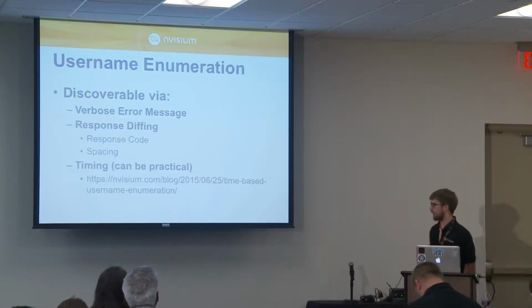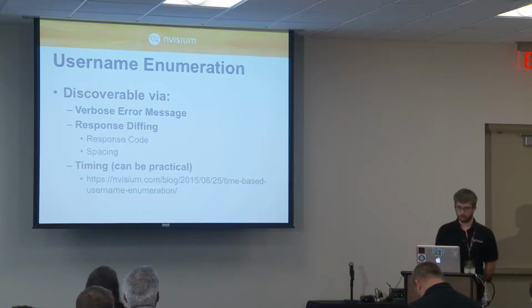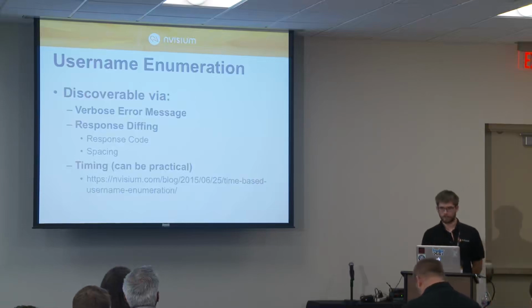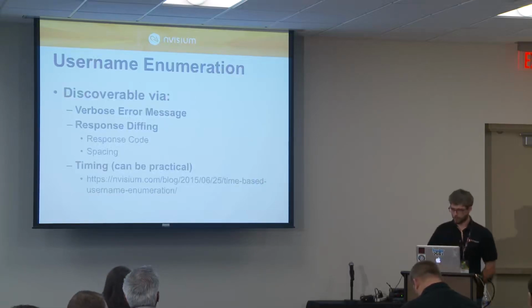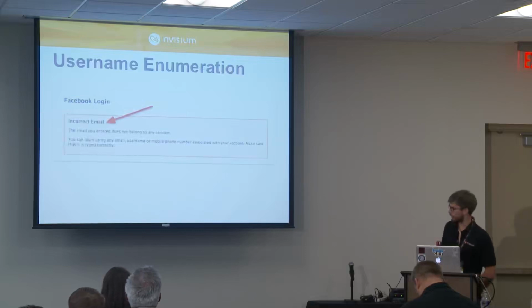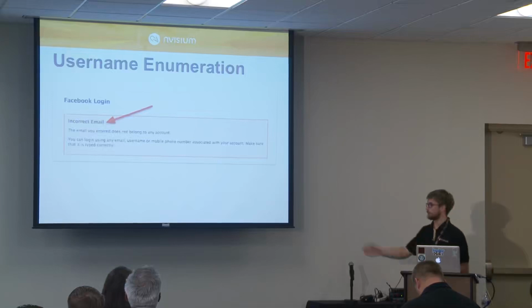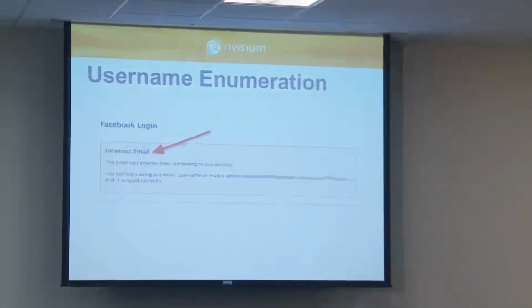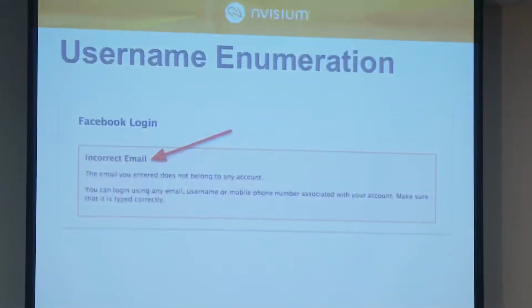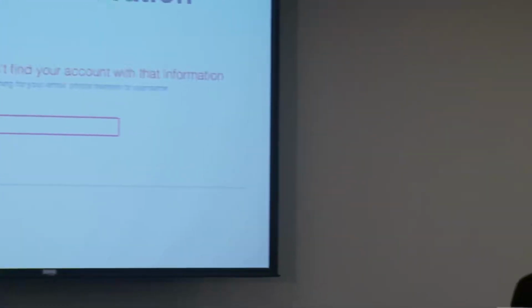So I wrote a blog post on that a few months back if you're interested. It's normally not something we test for because, like I said, it's generally not practical, but it can be. So yeah, Facebook's vulnerable to username enumeration. If you try to log in with an account that doesn't exist, it basically says incorrect email address. It's pretty straightforward. Twitter is also vulnerable to username enumeration. I don't feel bad saying this because they've expressed the fact that they don't care and they're not going to fix it. So a lot of organizations really don't care.